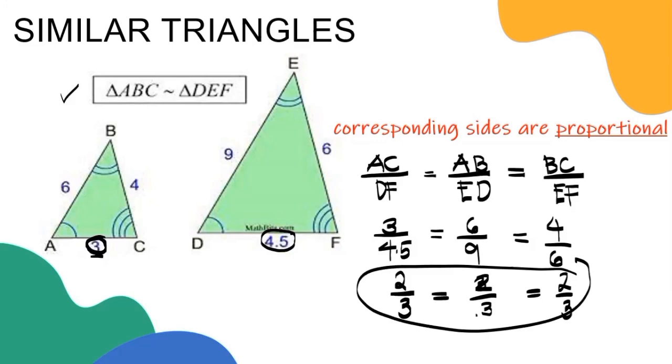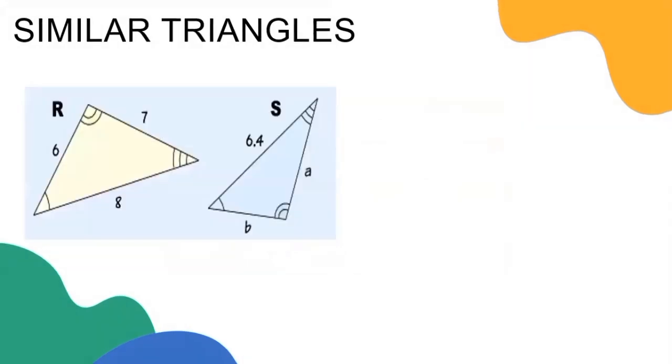Okay? Let us have our example here. In this case, we can consider that two triangles are similar. So how can we solve for the values of A and B? Let us start with 6. 6 corresponds to which side of figure S?